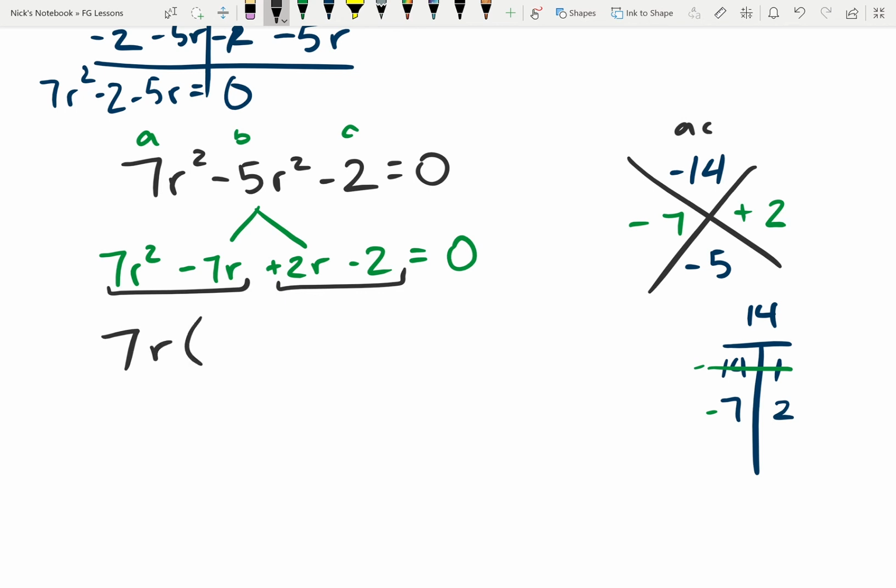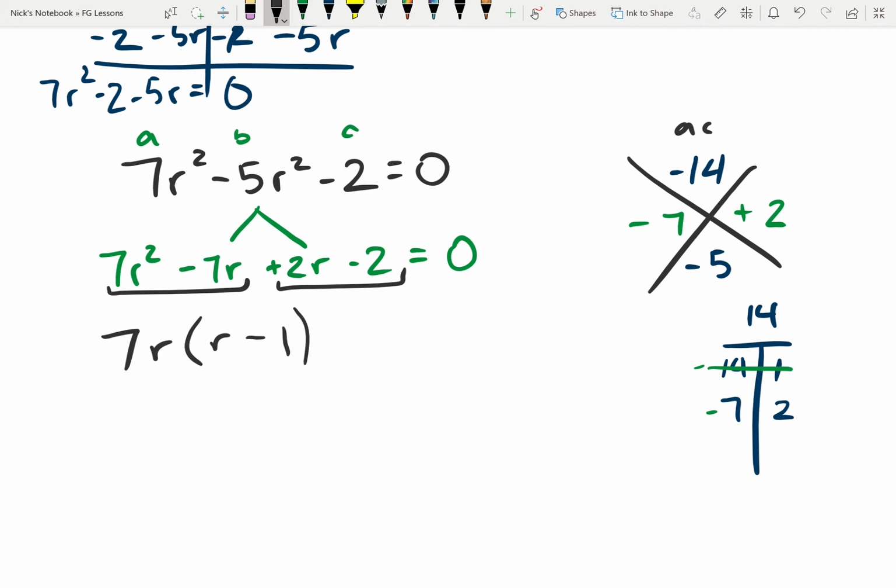When we do that, what are we left with? All right, 7 divided by 7 is 1. R squared divided by r, you're dividing out an r, which leaves 1 r left. We now have negative 7 divided by 7. That's going to be minus 1. R divided by r. There's no more r's left over. So we have r minus 1. Okay. One way you can double check real quick is just to redistribute. And then you should get the same thing again.